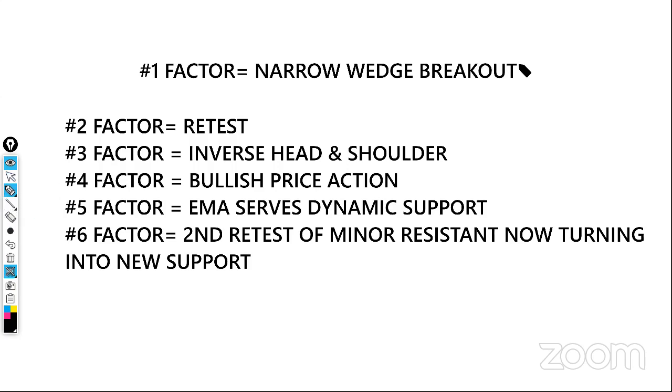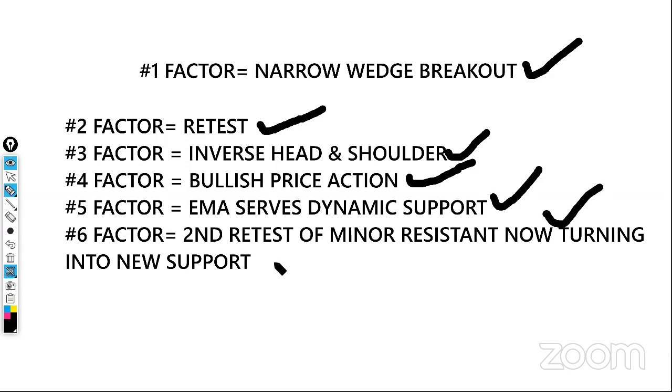You can see it. Narrow wedge broke out. We had a retest of the narrow wedge. We had an inverse head and shoulder. We have a bullish price action. We had an EMA serving as dynamic support. We had a second retest. In fact, I can still make these 7 confluence factors.